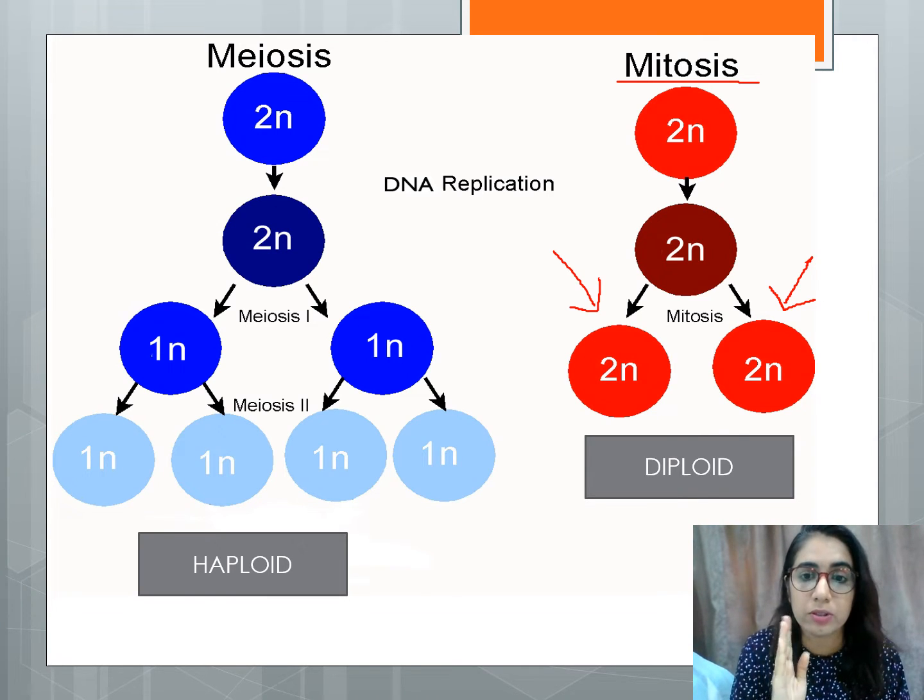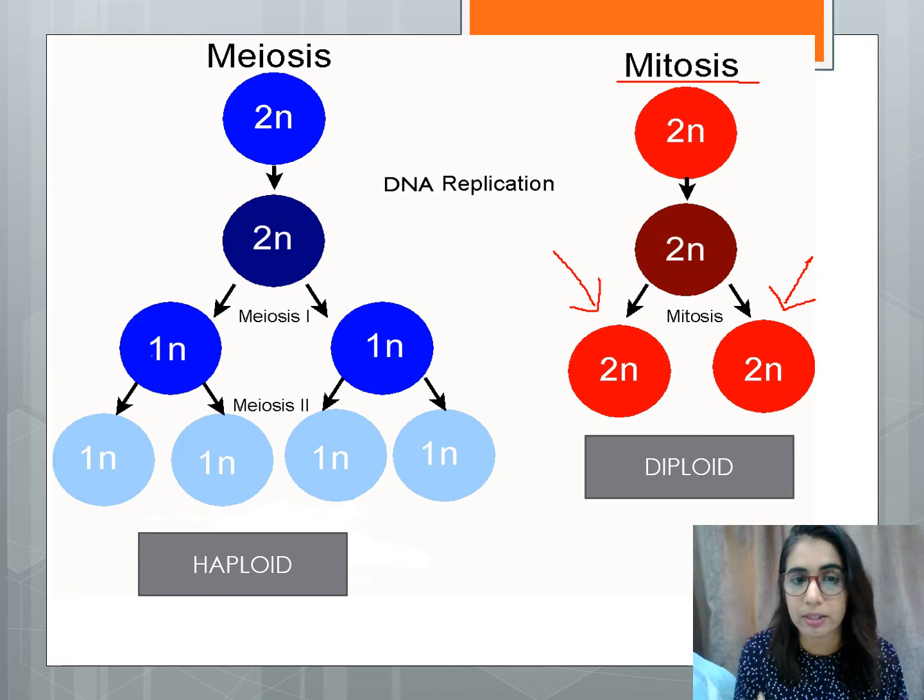But for now, you just need to know that meiosis produces a haploid number of chromosomes and mitosis produces a diploid number of chromosomes. Meiosis produces 4 daughter cells, and mitosis produces 2 daughter cells.